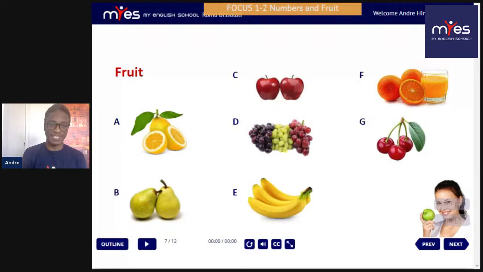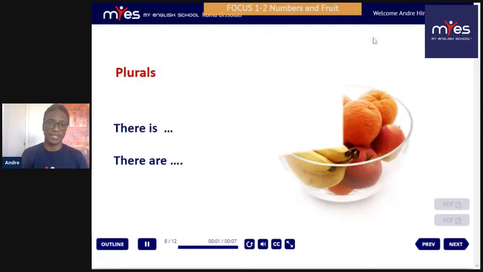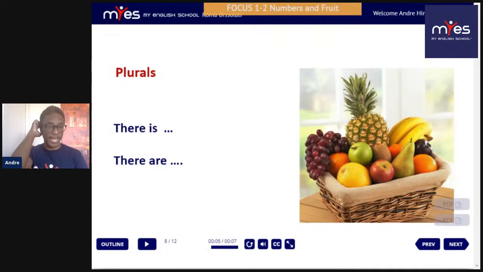Don't worry about it. It's okay. Alrighty, let's continue. So remember the plurals. Let's continue to look at them. So let's look at this basket, the container where the fruit is in, is called a basket. So we have a basket of fruit.